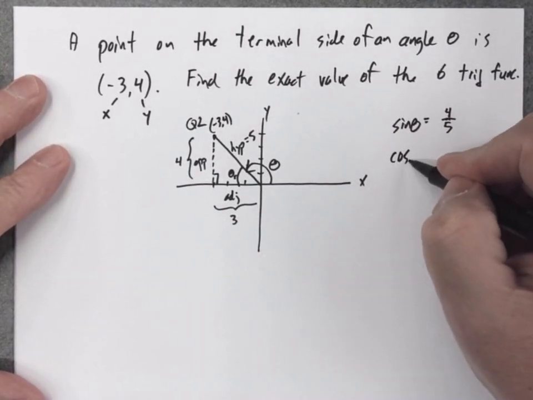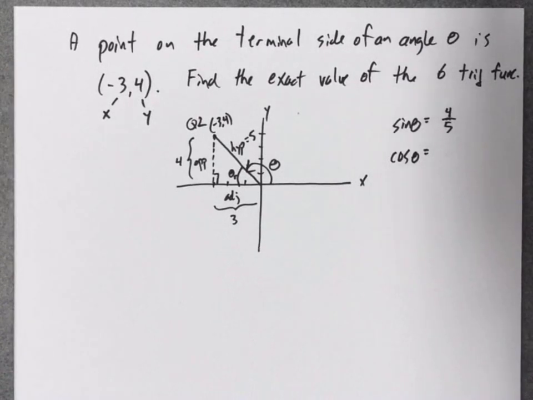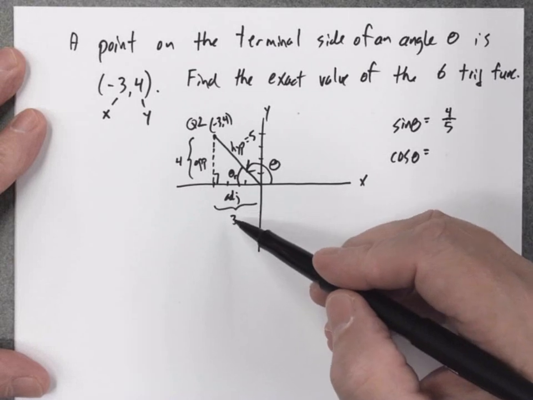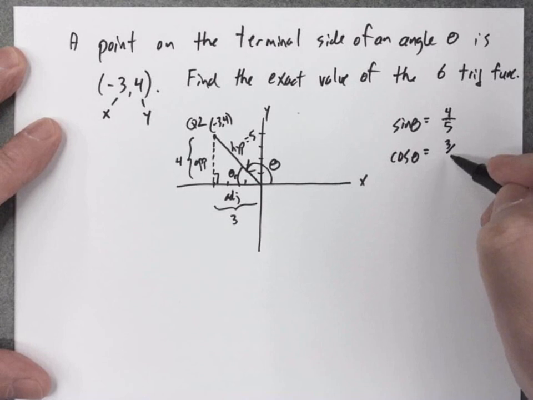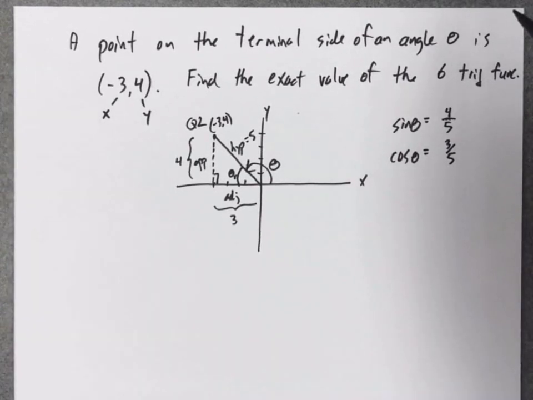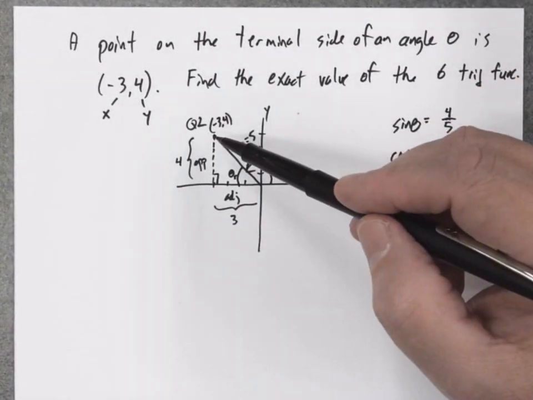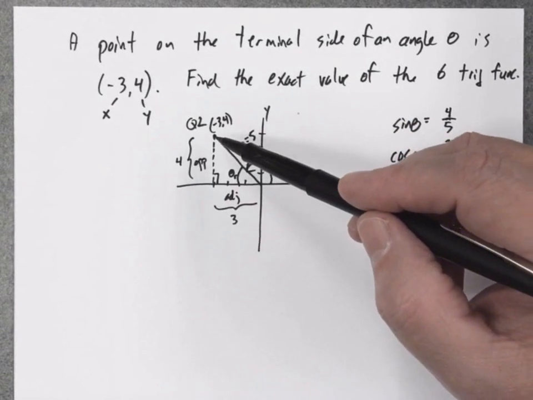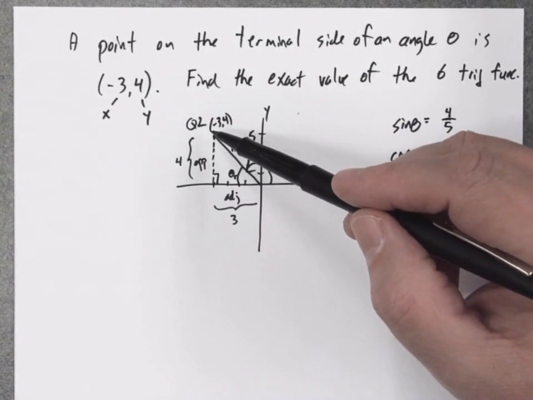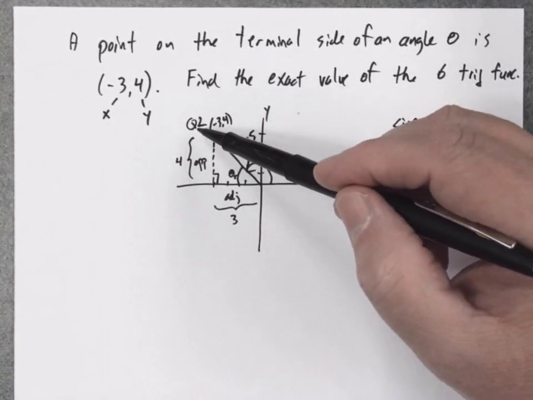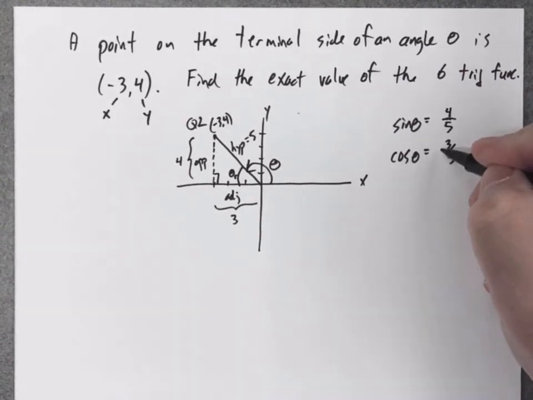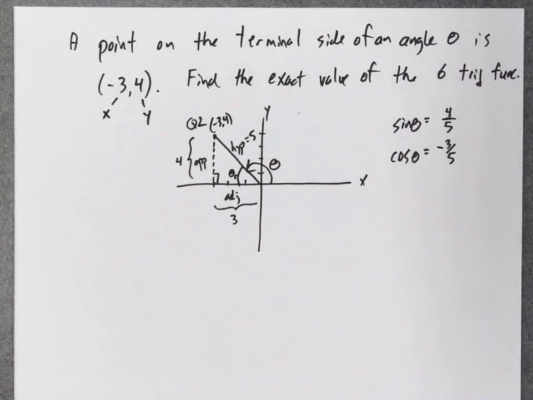Let's do cosine next. So cosine is adjacent over hypotenuse. Adjacent 3 over hypotenuse 5. So the number is 3/5, but then I say to myself, in quadrant 2, is the cosine a positive or negative number? And in quadrant 2, since cosine is like x, x is negative in quadrant 2. So I have to go make the cosine a negative number.